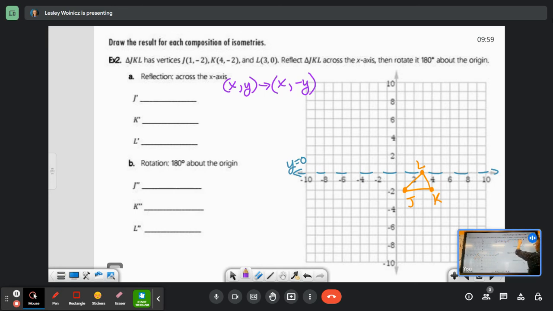All right, so J prime will be keep the 1, change the negative 2 to positive 2. For K prime, keep the 4, change the negative 2 to positive 2. For L prime, keep the 3, change the 0 to 0. Do you see? It didn't change. We knew that was coming. So here's our reflection. L prime stays the same. K prime is here, and J prime is there.